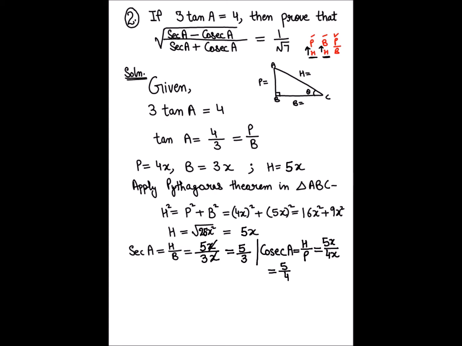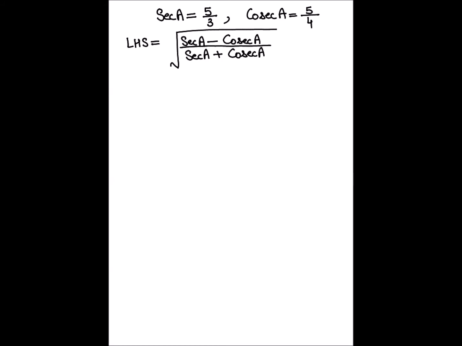Now we'll place these values of sec A and cosec A in the left hand side of the question. First we note down the values of sec A and cosec A. Sec A is 5 by 3 and cosec A is 5 by 4, and the LHS in the question is sec A minus cosec A upon sec A plus cosec A. So we place the values of sec A and cosec A in this left hand side, and we get 5 by 3 minus 5 by 4 upon 5 by 3 plus 5 by 4.